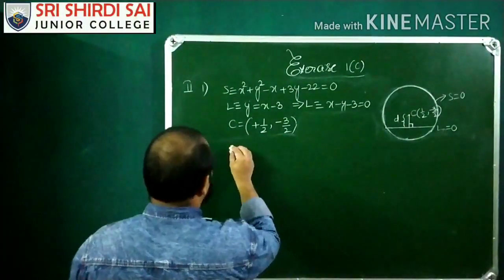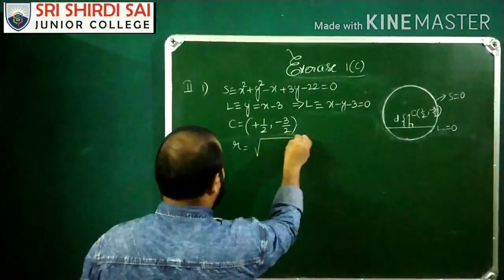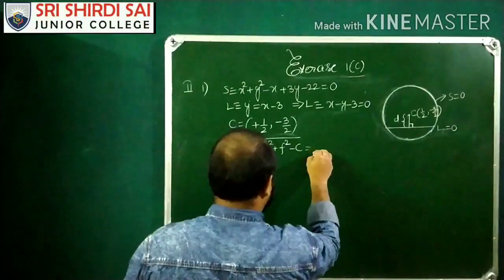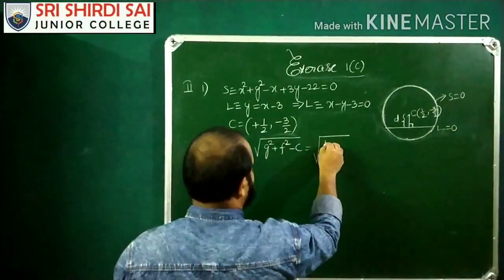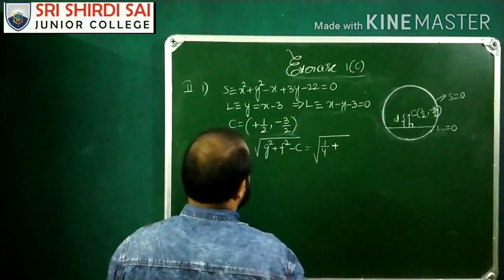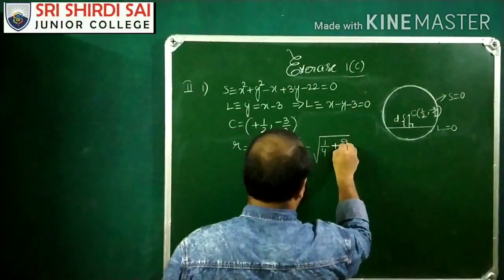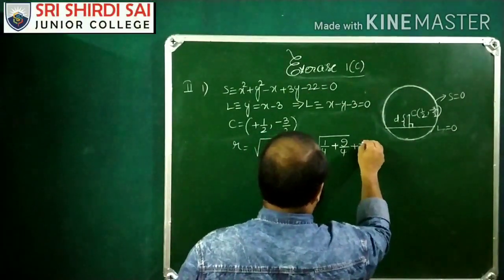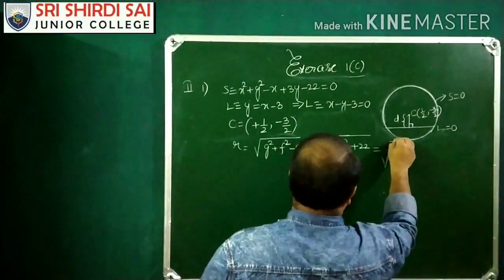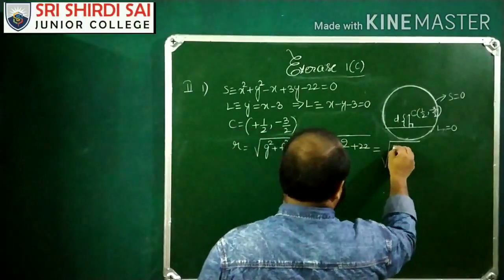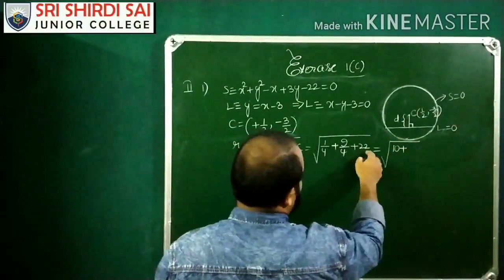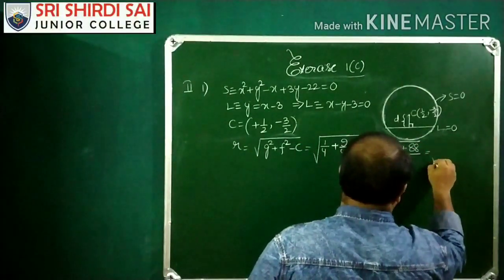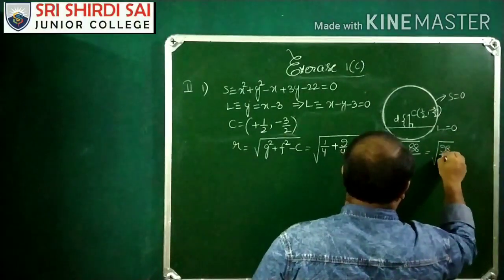So what is the radius? Square root of g square plus f square minus c. g square is 1 by 2 whole square, 1 by 4, plus f square 3 by 2 whole square, 9 by 4, minus c, minus of minus is plus 22. So that is equal to 1 plus 9, 10, plus 4 22s, 88 by 4, which is equal to root 98 by 4.